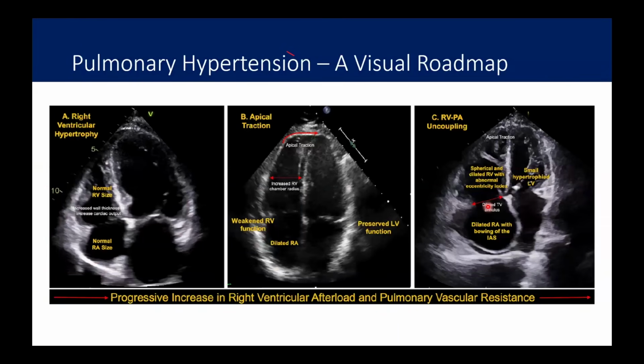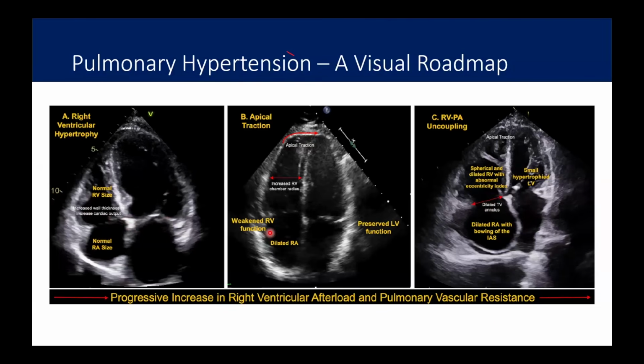And so this is a sneak peek into echo features of progressive pulmonary hypertension. And we'll come back to a lot of these things like chamber dimensions and eccentricity index. But for now, I just want you guys to appreciate the visual progression. And so at the beginning, you may begin with mild increase in the wall thickness and some increased cardiac output, but the patient may be asymptomatic at this stage.